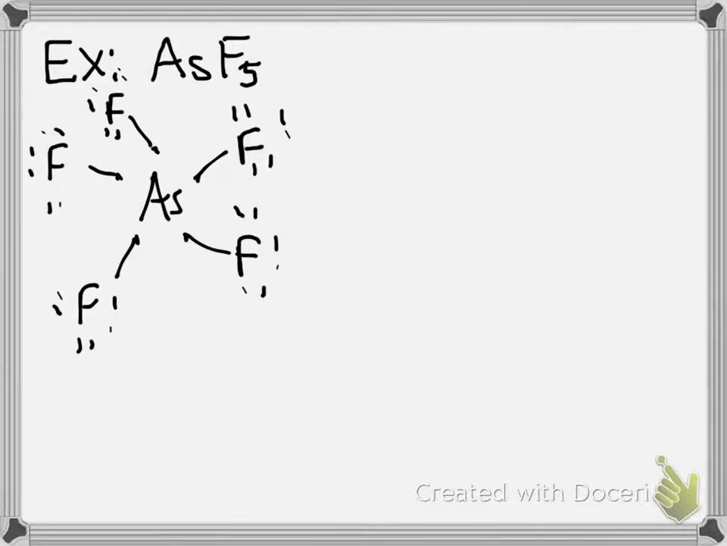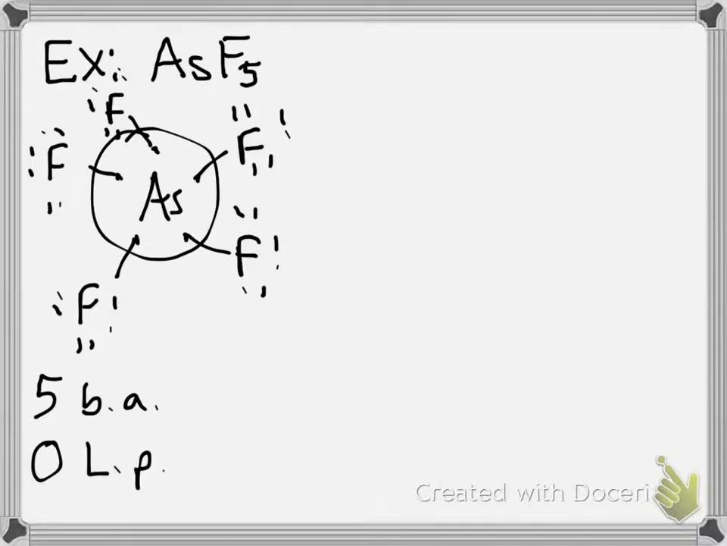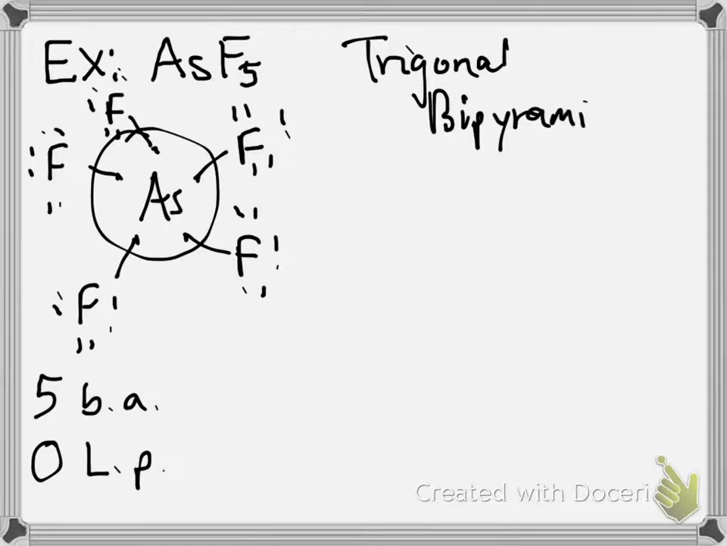All right, so on the center atom, how many bonded atoms? 5 things attached there, so 5 bonded atoms. How many lone pairs? 0. Okay. 5 and 0 is what's called trigonal bipyramidal. Well, we know that bi means what?